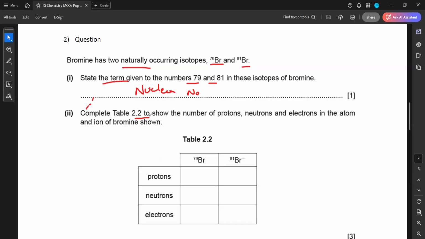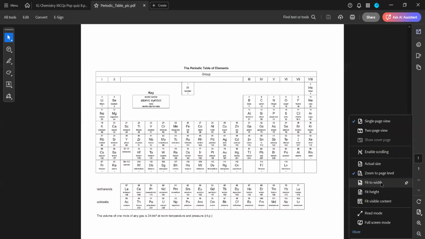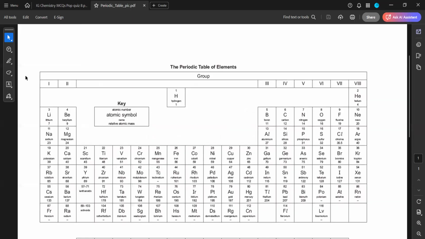Complete table 2.2 to show the number of protons, neutrons, and electrons. For the two, one is an atom of bromine, another one is an ion. For this, first to know the atomic number, you need a periodic table. Without a periodic table, you cannot identify it. In the exam, you will have a copy of the periodic table at the end of the exam paper. So you will check for bromine, as you can see, bromine is there, which is 35.